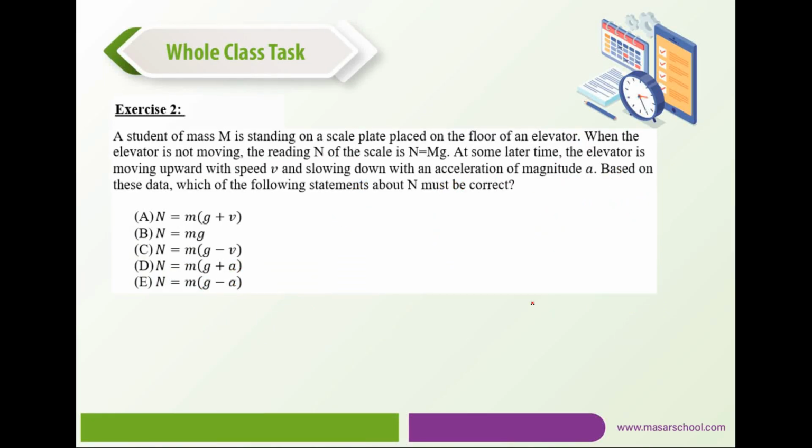Now exercise 2. A student of mass m is standing on a scale plate placed on the floor of an elevator. When the elevator is not moving, the reading N of the scale is N equals mg, and this is expected. Why? Because forces are balanced, N is mg. At some later time, the elevator is moving upward with the speed v. Then this is the student. It is moving upward, so v is up, slowing down, acceleration is down. We have the pull of gravity should be greater than the normal push.